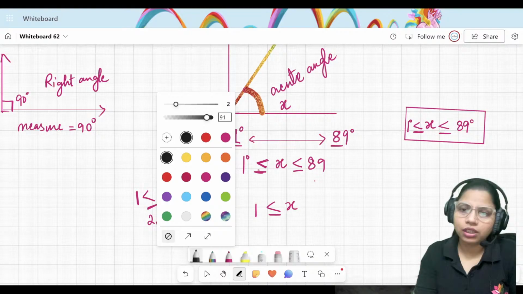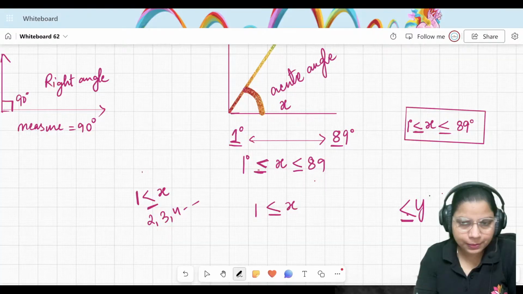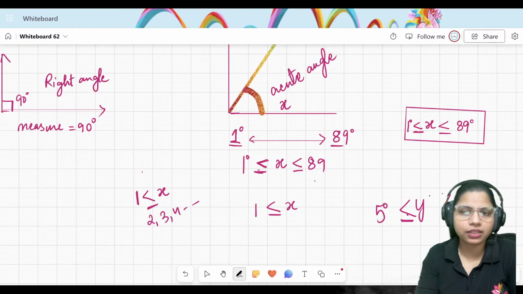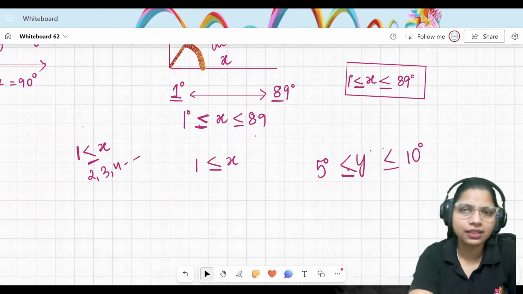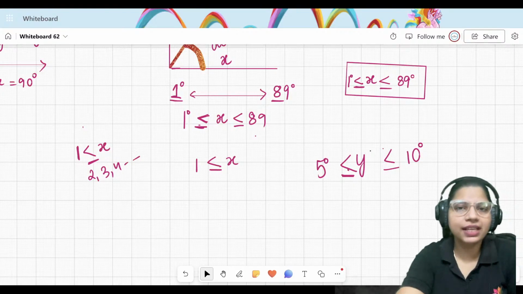Okay, you have an angle that is greater than, maybe greater than and equal to 5 degrees and less than equal to 10 degrees. तो आप मुझे y की वैल्यू बता सकते हो? क्या क्या वैल्यू होगी? इफ़ यू डिड, ओके ठीक है, मैं फिर से एक्सप्लेन करती हूँ.